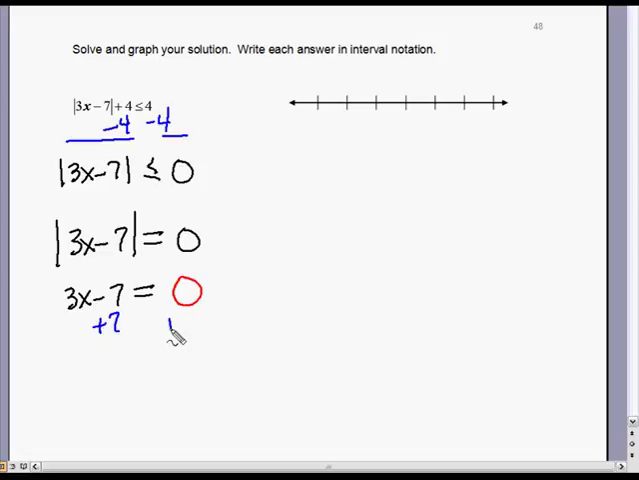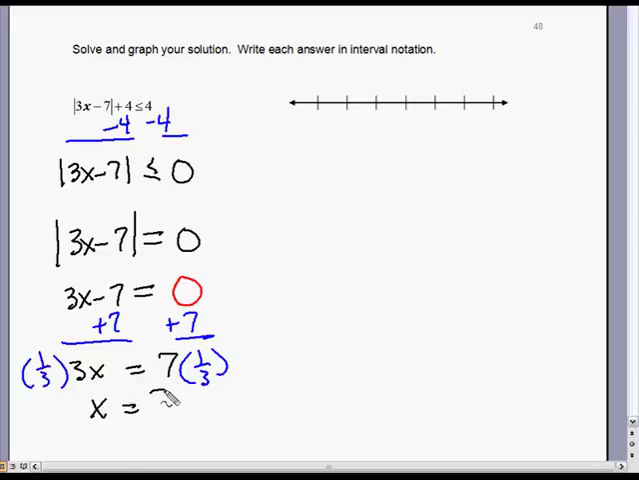We will add positive 7 to both sides of the equation. 3x is equal to 7, and then get x alone by multiplying by 1/3. Which gives us x equals 7/3. So even though this is an inequality, there's only one number that'll make it true, and that is if x equals 7/3. So we can put 7/3 here on our number line, but having one number is not quite enough.